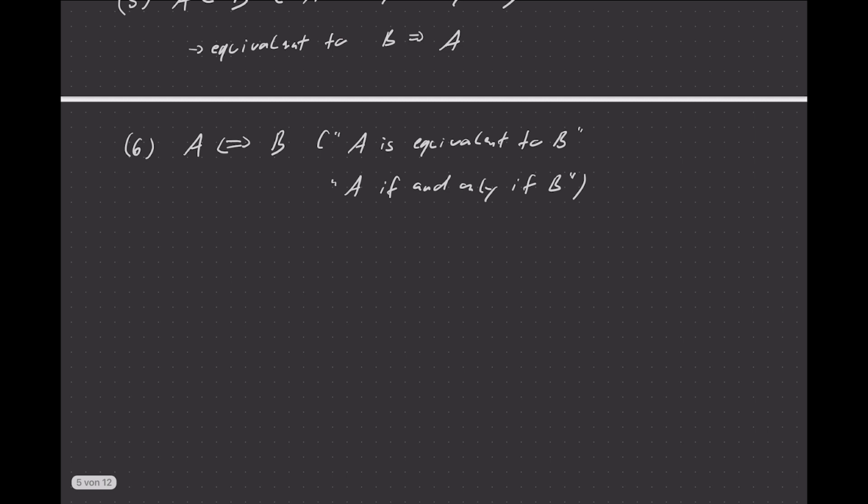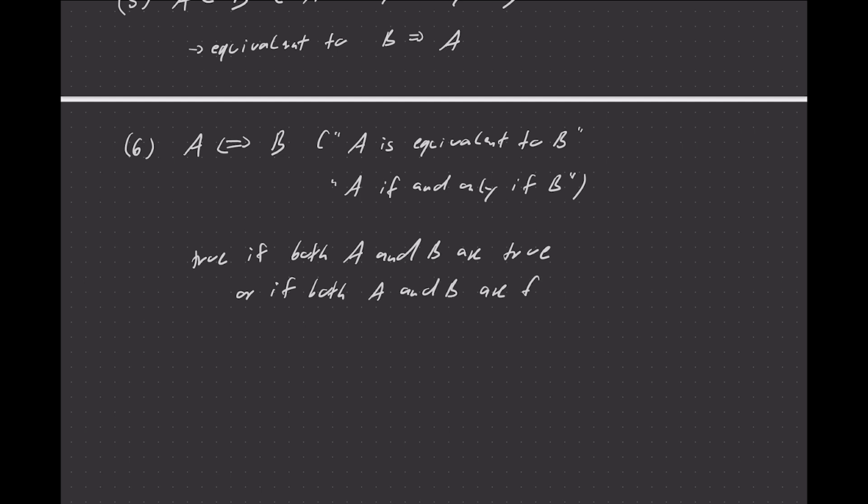Okay, so this statement, this proposition is true if both A and B are true, or if both A and B are false. And it's false otherwise. Okay, let's see a few examples to conclude that introduction.